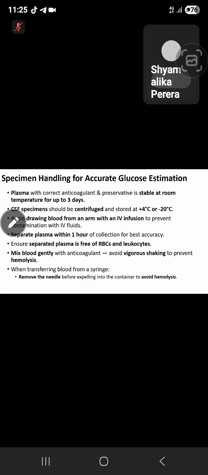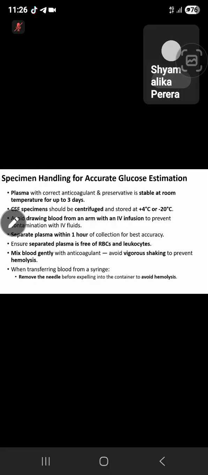Then mainly avoid drawing blood from an arm with IV infusion, which will dilute your blood. And as soon as possible once you receive the samples, please separate the plasma to assay the sample. It should be red cell and leukocyte free. So then you can ensure that you have collected a blood sample correctly.